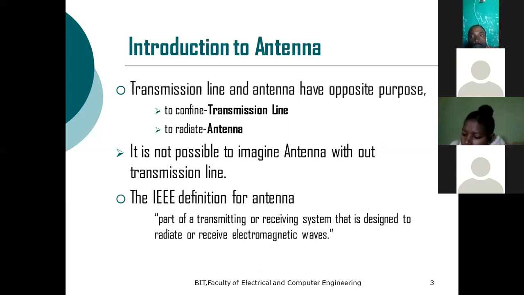So basically, these two transmission media supplement each other. That means the transmission line brings the signal from the electrical system and feeds the radiating element, the antenna. And the antenna radiates the signal to the space. So actually, we need to have both of them, but their intention is different.